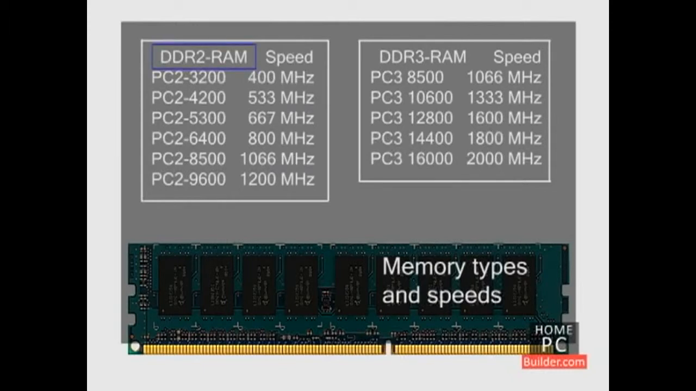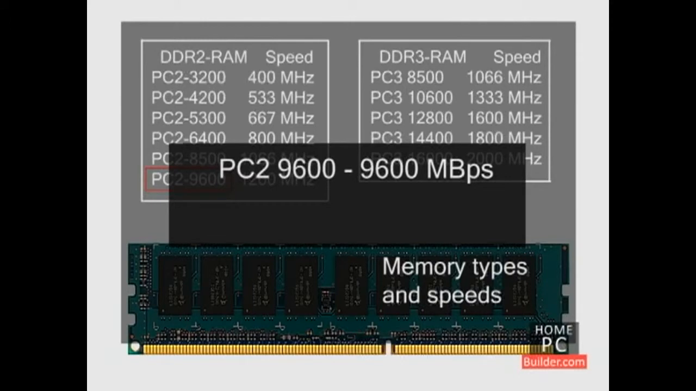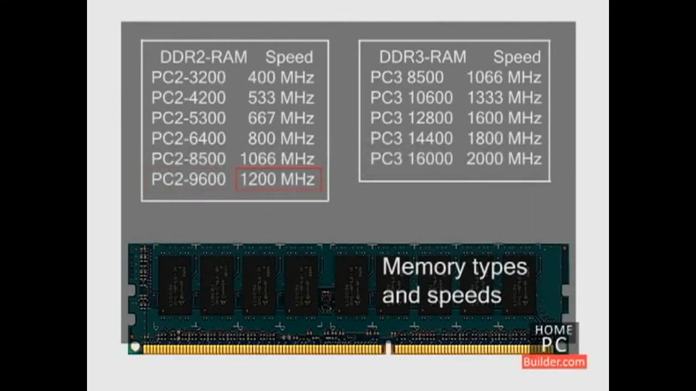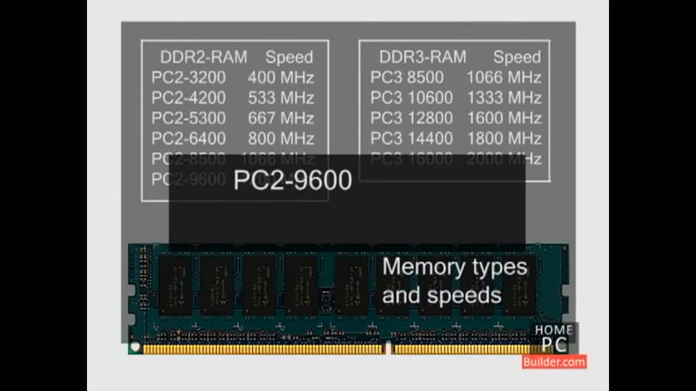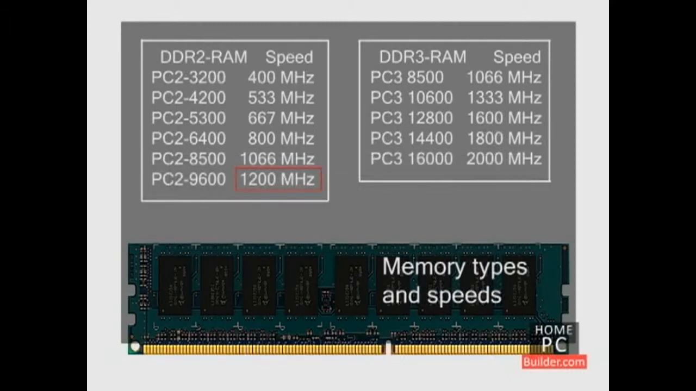With both DDR2 and DDR3, the name refers to the bandwidth the memory has. So PC2 9600 can move 9600 megabytes of data per second. To convert from bandwidth to the speed of RAM, you either multiply or divide by 8. So if you want to find the speed of PC2 9600 RAM, divide by 8 and you get 1200, or 1200 megahertz, which is the actual speed of PC2 9600 DDR2 RAM.